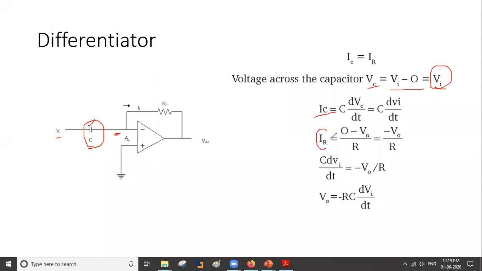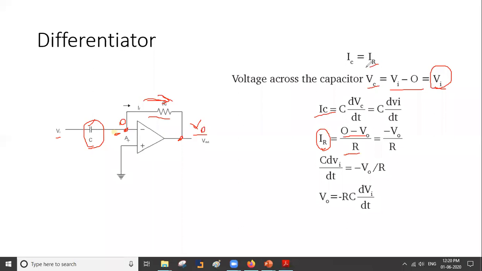Now the current flowing through the resistor, the feedback resistor. You know that at this point the voltage is 0 and at this point it is the output voltage V0. So 0 minus V0 is the voltage across this resistor, RF. The current flowing through it is the voltage divided by the resistance value. So IR is equal to 0 minus V0 by R, that is minus V0 by R.